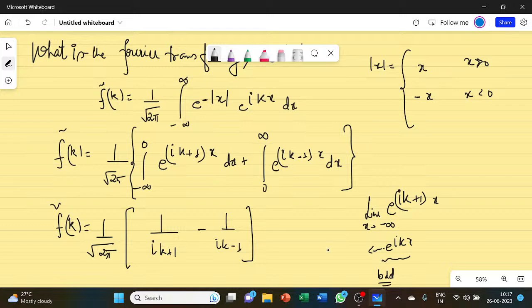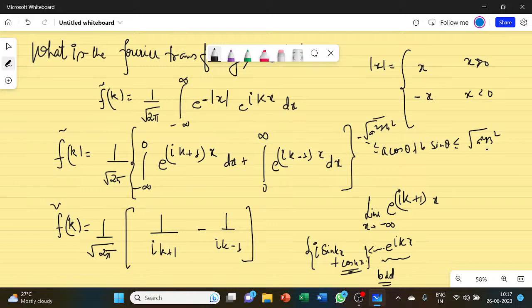In other words, you can write it as a linear combination of sines and cosines, so basically sin kx and cos kx. This is a bounded function, so it will remain between two values. For example, for a cos theta plus b sin theta, the range is always between minus root over a square plus b square and plus root over a square plus b square. But here, e to the power iota kx is simply cos kx plus iota sin kx, so it will lie between minus root 2 and plus root 2.